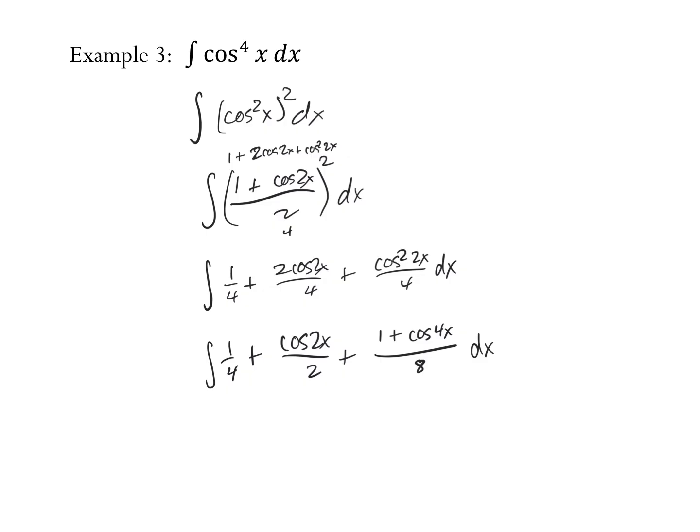Are we good? All right, and then do you guys mind if I just split this fraction up into 1/8 cosine 4x over 8, right? And then maybe if I wanted to, I could combine my 1/4 and 1/8 into 3/8.